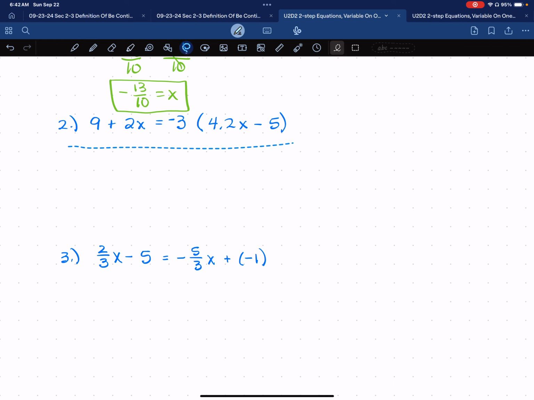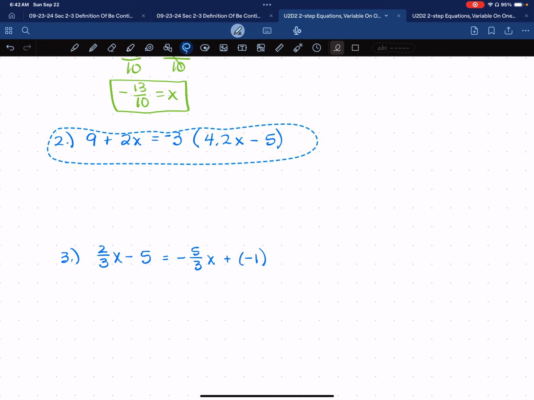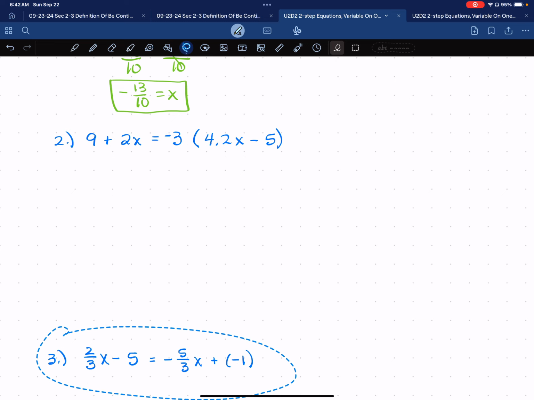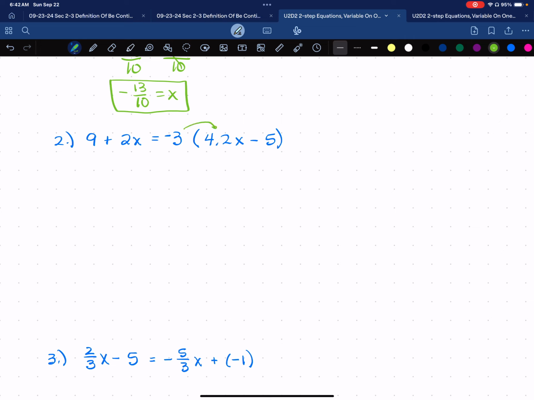Let me try the second one here. I'm going to just move this down. Move this down a lot. Okay, this one. Again, we have distributing to do. There was multiplication on the outside and plus or minus on the inside. So left-hand side won't change. Right-hand side, I've got negative 3 times 4.2. I'm going to go off to the side. 4.2 times negative 3. Oops, looks like minus 3 times negative 3.